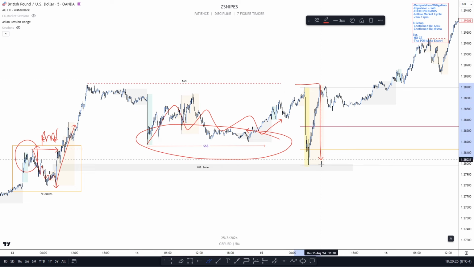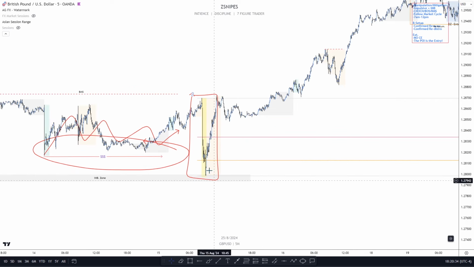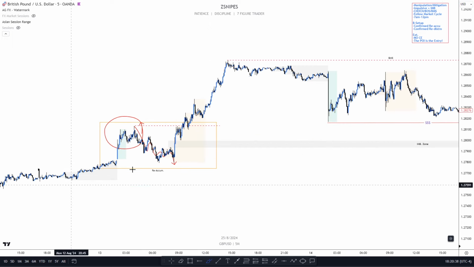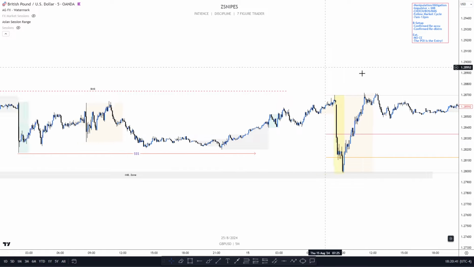We have the manipulation that mitigates this area right here, which gave us that push to the upside, and then the market continues pushing again, right? Boom, continues pushing again. This exact same thing happens again, guys. The exact same setup.